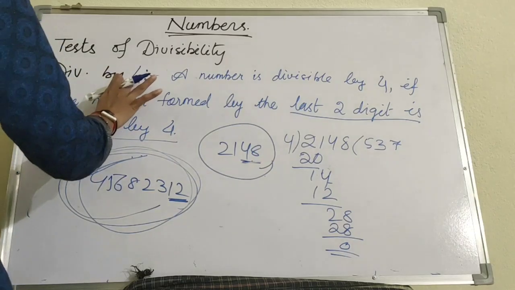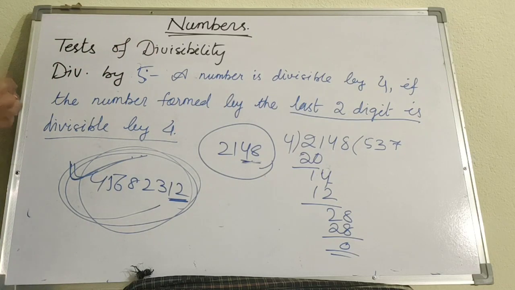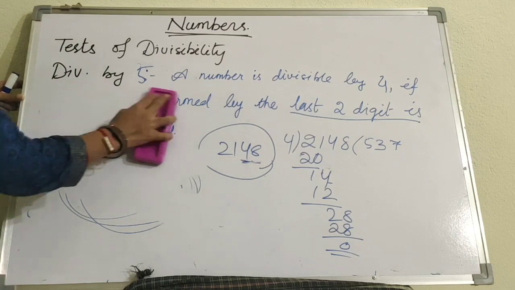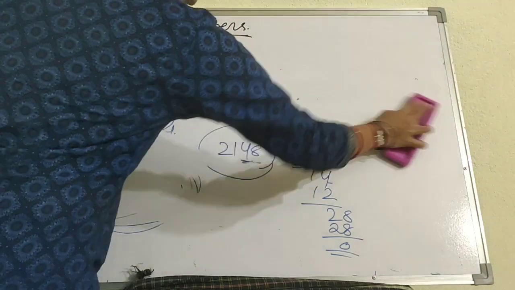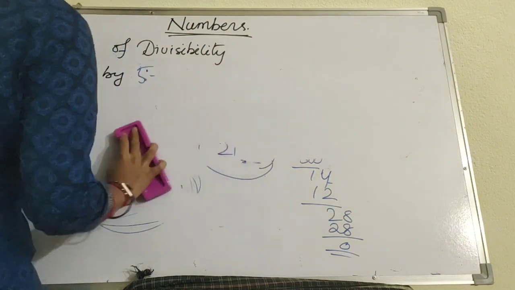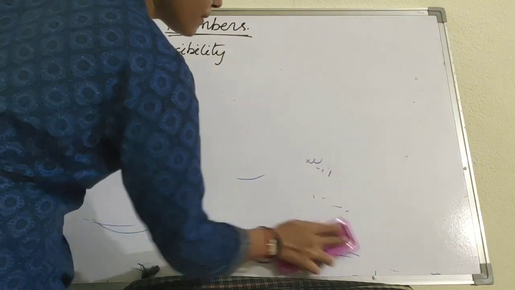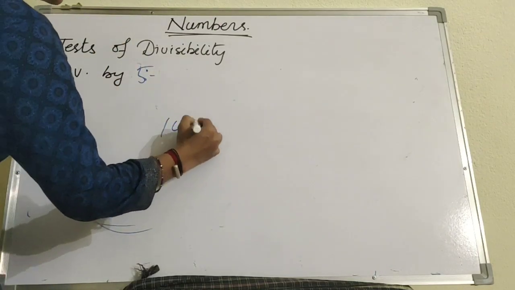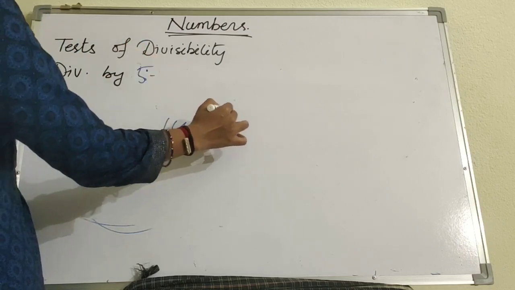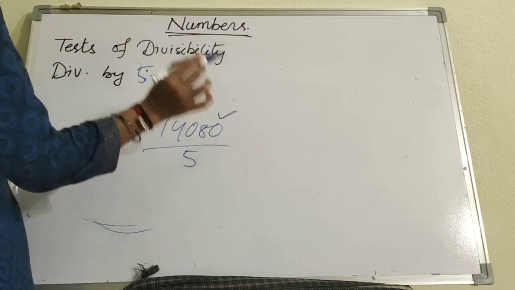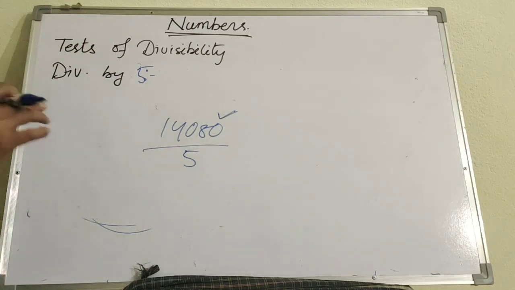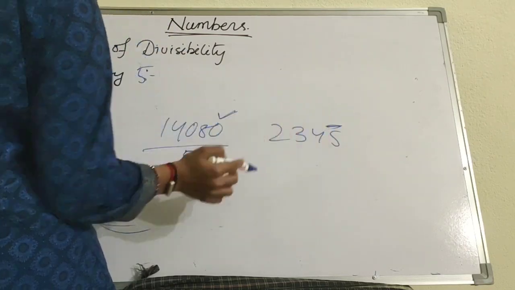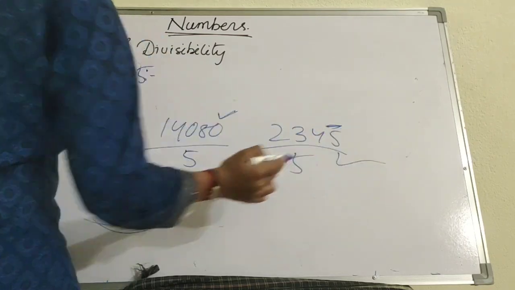Divisible by 5. The rule for divisibility by 5 is if any number has 0 or 5 in the unit place, that means the number is divisible by 5. For example, 14080. In unit place 0 is there, that means it is divisible by 5. And 2345. In unit place there is 5, that means this is divisible by 5.